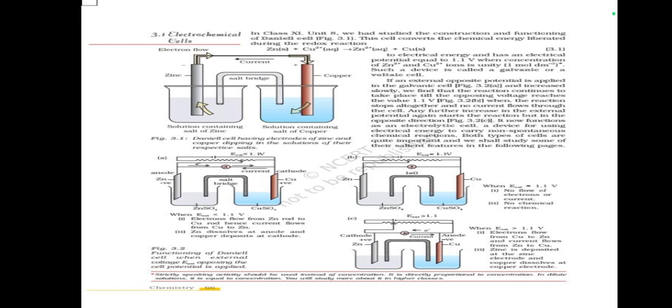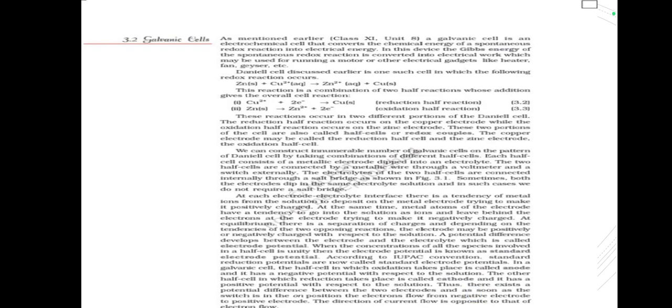Both types of cells are quite important, and we shall study some of their salient features in the following pages. As mentioned earlier in class 11, unit 8, a galvanic cell is an electrochemical cell that converts the chemical energy of a spontaneous redox reaction into electrical energy. In this device, the Gibbs energy of the spontaneous redox reaction is converted into electrical work, which may be used for running a motor or other electrical gadgets like heater, fan, geyser, etc.